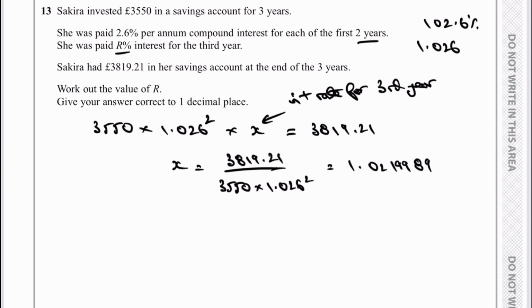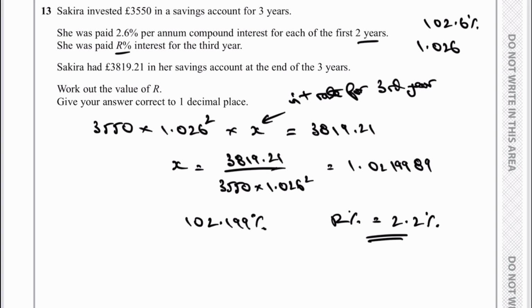1.0219989. Okay, now you remember me saying before that it was actually the decimal equivalent, so effectively that's the same as saying 102.199%. Okay, so therefore the value of R, which is going to be the percentage increase, is going to be 2.2%, and that's correct to 1 decimal place, and that would be the answer to that particular question.